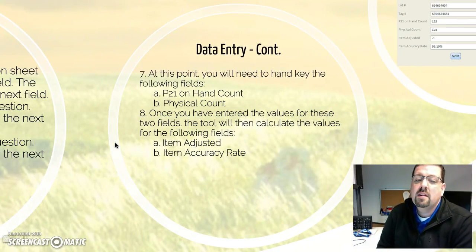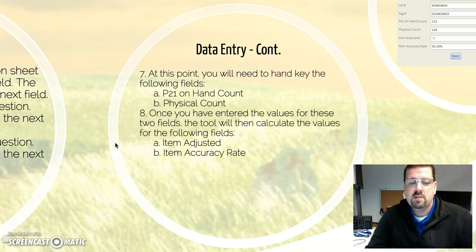At this point, we do still need to hand key some things in. The on-hand count is one of those we need to make sure we have done, and also the physical count. The reason a lot of this is in place is that our record database of choice here is called P21. In P21, it will say one thing, and the physical count, when you actually go out to pick the parts out, is another.